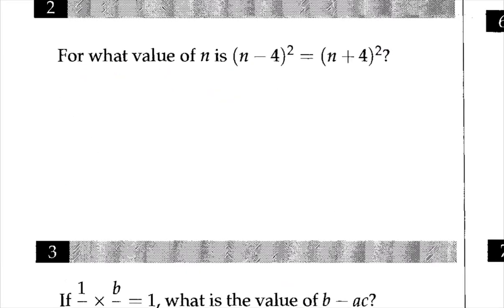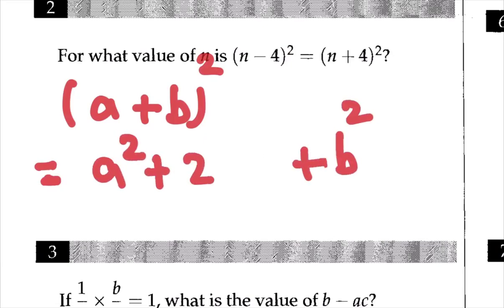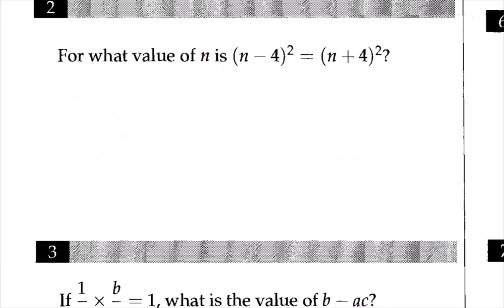Question number 2. For what value of n is (n minus 4) square equal (n plus 4) square؟ طبعا السؤال ده ممكن نحله بطرق مختلفة. Let's see one of them. زي ما شرحنا قبل كده في فيديوهات سابقة. If we have (a plus b) square, it will be expanded as a square, the first square, plus the second square, plus 2ab. فخلينا نعمل expand للسكوير ده.